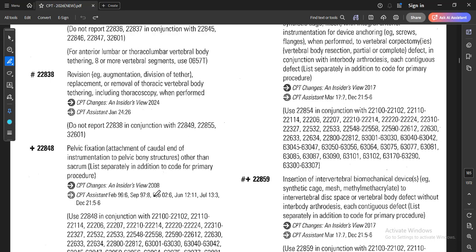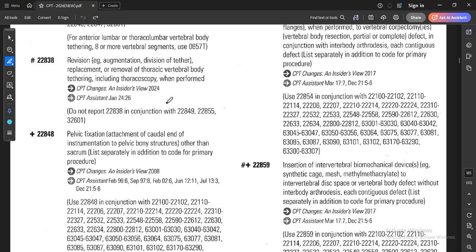So tell me, in 22838, is thoracoscopy mandatory or not? How do you identify? Here thoracoscopy is not mandatory. What is your keyword? When performed. They are telling that if the patient has thoracoscopy performed, you can use it. If the patient does not have thoracoscopy performed, you can also use this one. Wherever you see when performed, you need to understand this is not mandatory. So without thoracoscopy also you can use this one.